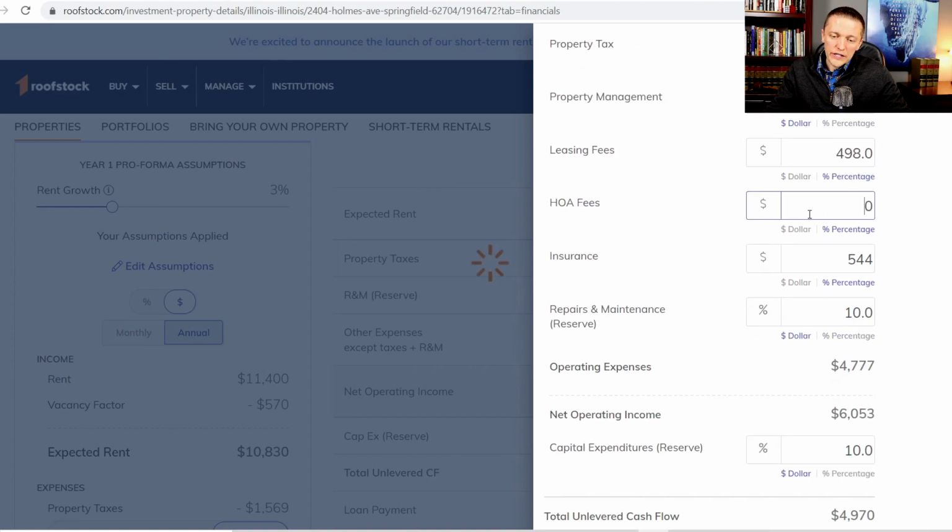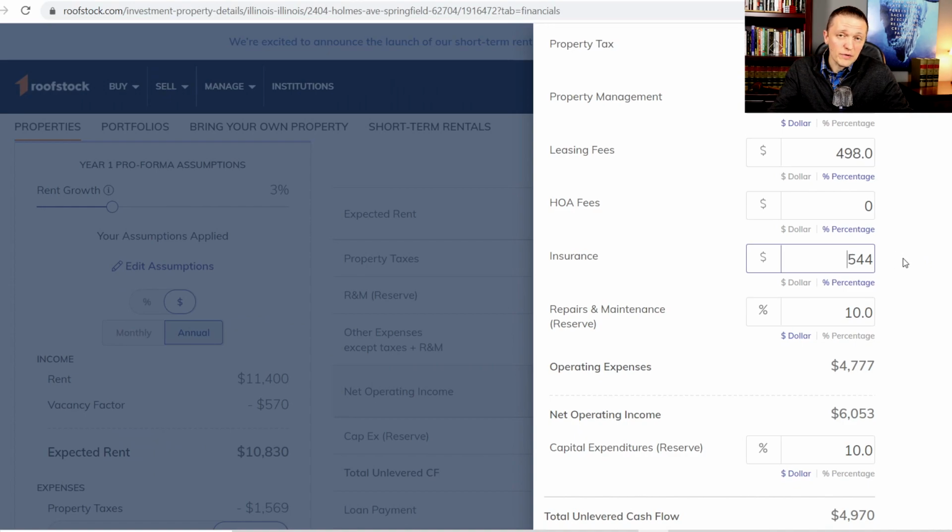HOA fees, there aren't any HOA fees. It doesn't belong to an HOA. Insurance is estimated by Roofstock as $544 per month. Now, I don't know enough about the property or the insurance in the area where the property is located, so I'm not going to mess with this number, but you should find some brokers or insurance companies that you can call and get some quotes on this property from before you make your offer, because I think you don't want to just rely on an assumption.